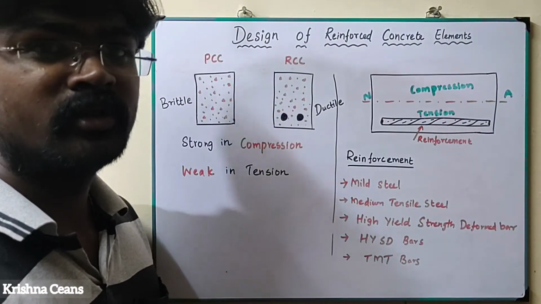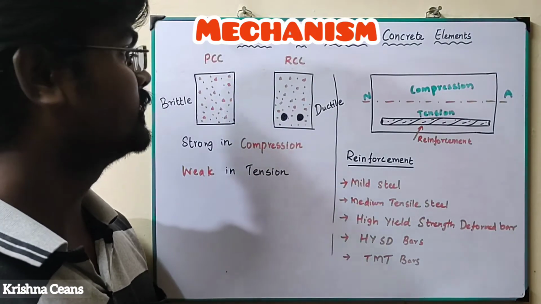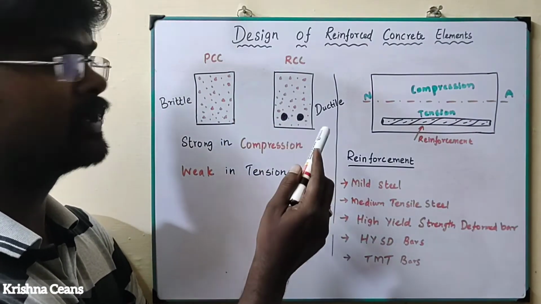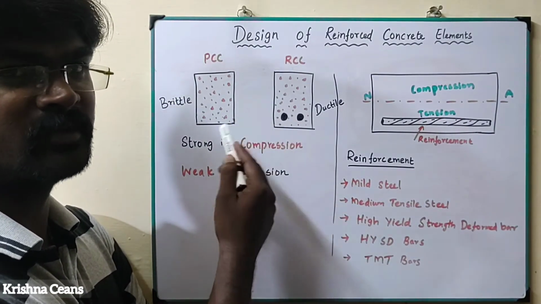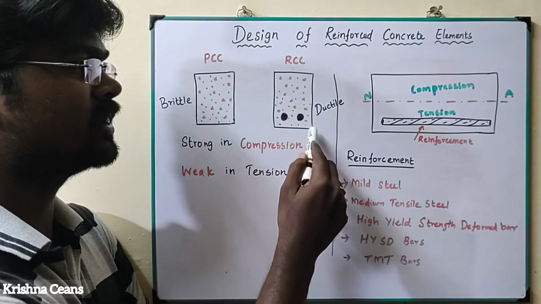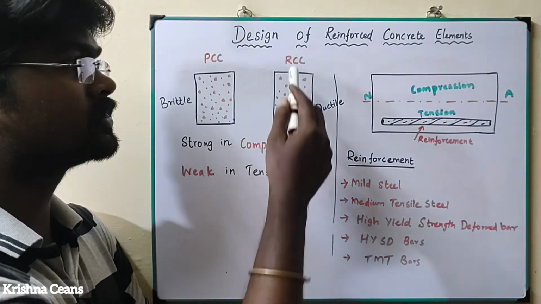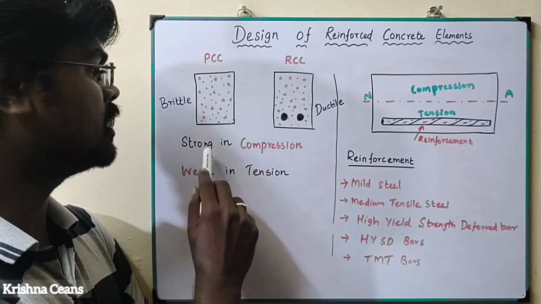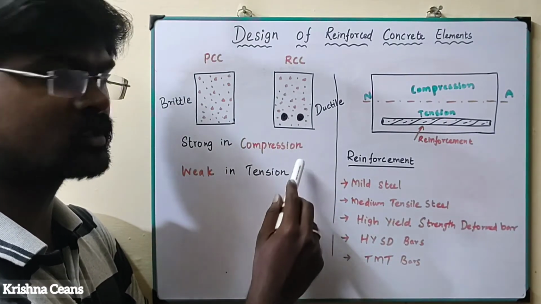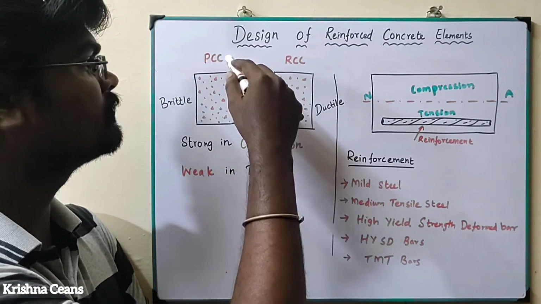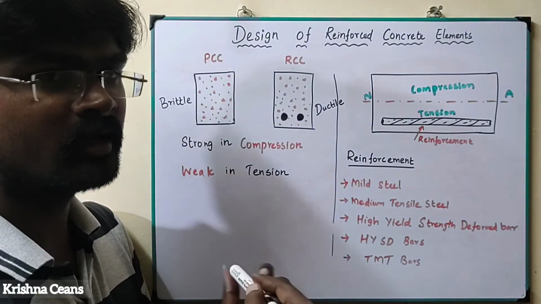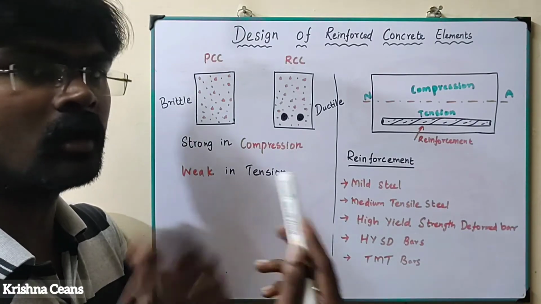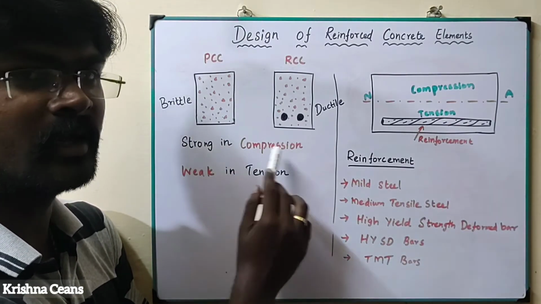Next we will discuss the mechanism of concrete. So we will consider PCC and RCC. We already mentioned that PCC is a combination of cement, fine aggregate and coarse aggregate, whereas with the addition of reinforcement we call it RCC. We have to know that concrete is always strong in compression. However much load we give on the concrete, it can withstand it, and failure will take very long. So it is strong in compression.